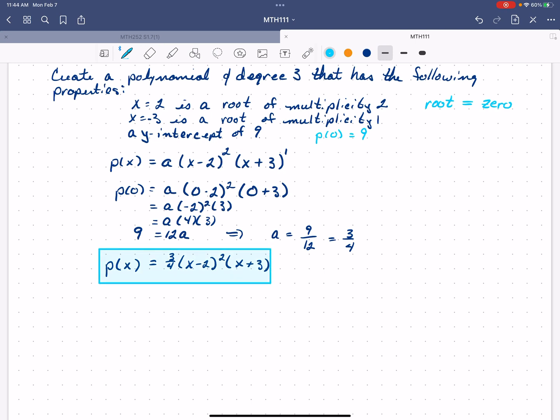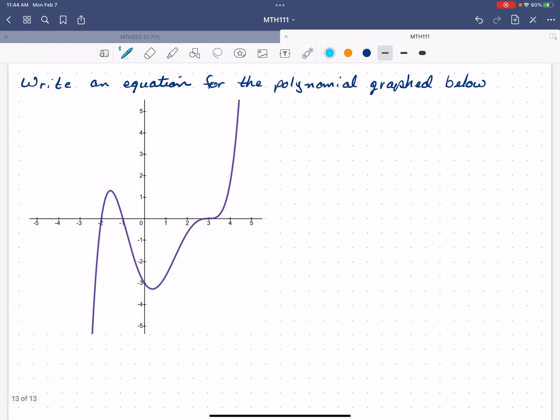All right, let's take a look at another one. This time, I'm just given a graph and asked to write the equation. Well, I can see a few things. I can see I've got a 0 here at negative 2, a 0 here at negative 1, and a 0 here at 3, and a y-intercept of negative 3. But the graph looks a little funky here.